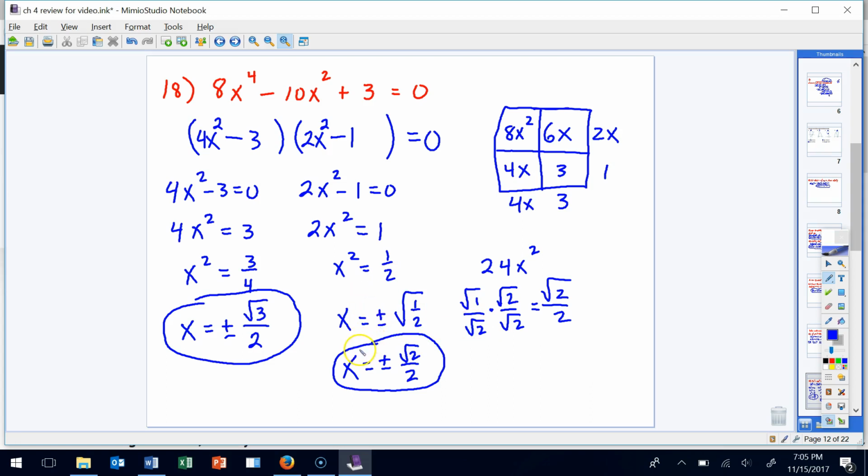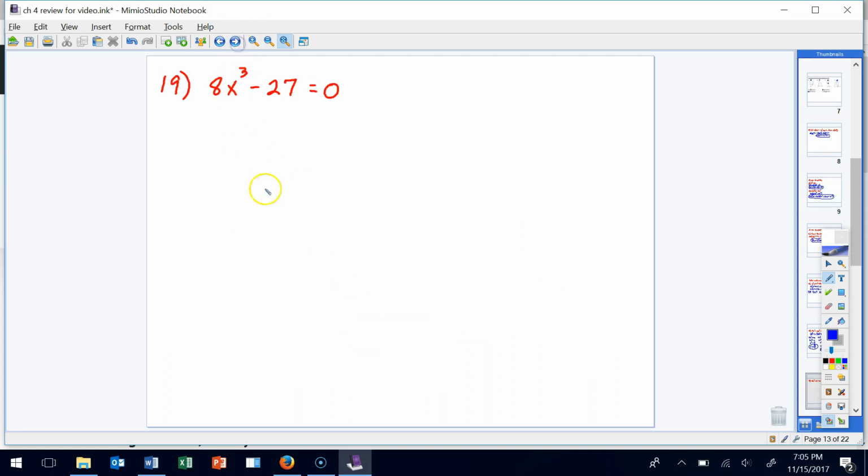All right, so that's your final answer for number 18. All right, one more. We're asked to solve, find the three solutions. This happens to be two perfect cube terms being subtracted, so that's why we learned how to factor these, so that we could solve these equations. So let's find out what the cube roots are. 2x minus 3. And now we're going to make a trinomial from these.